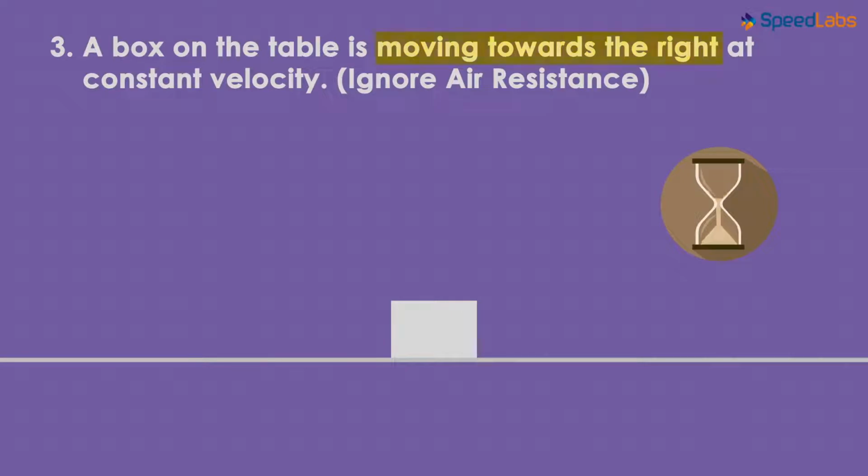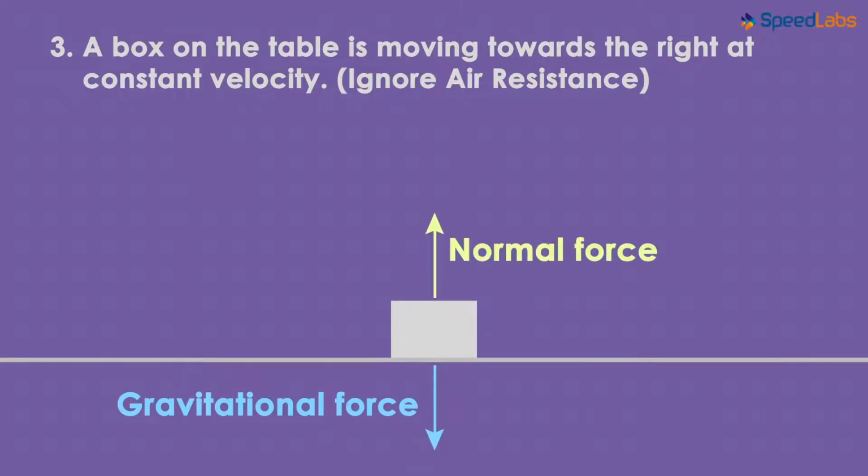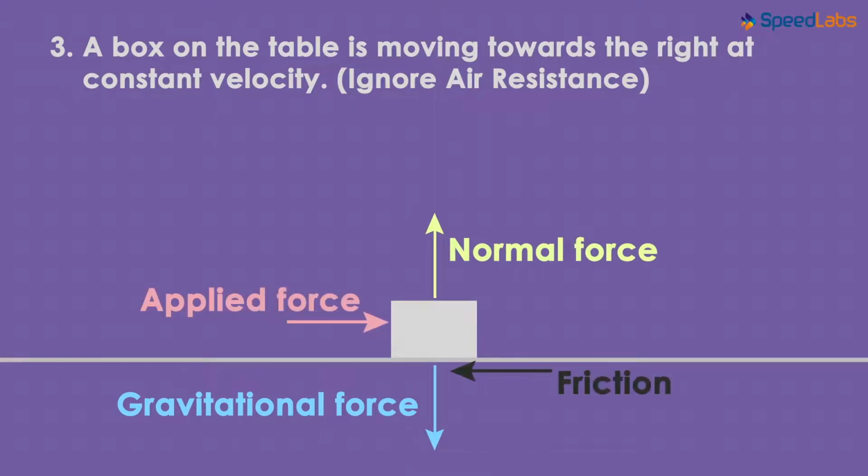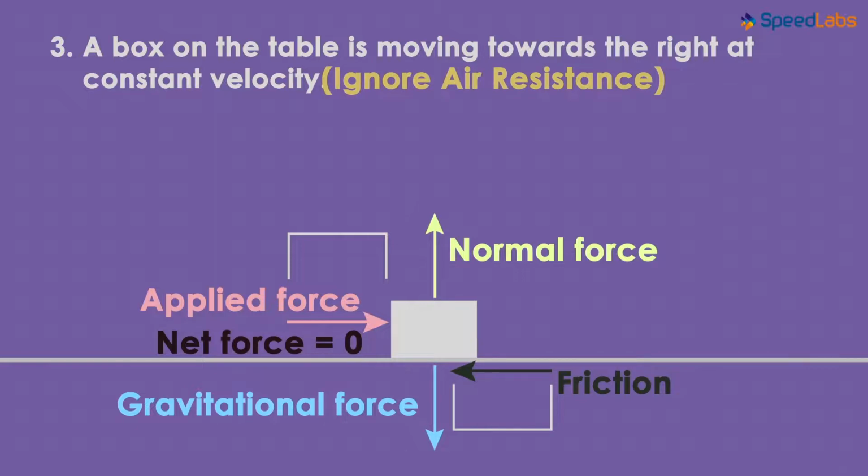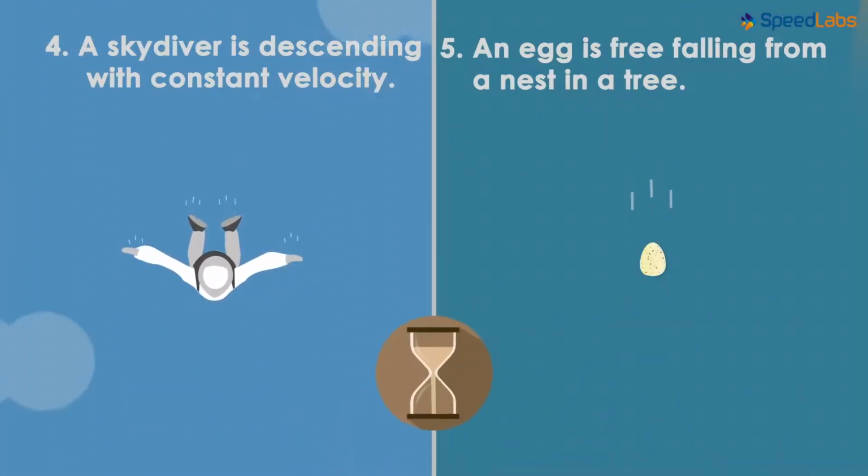It says that the box is moving at a constant velocity towards the right. In any case, there will be the gravitational and normal forces acting on the box, but this time, the applied force and the frictional force will be the same in magnitude. Hence, the size of these two arrows will be the same. As the net force is 0, the body will continue to move at that constant velocity. And don't forget, we've been asked to ignore air resistance here. Now, would you like to try drawing the free body diagrams for the fourth and the fifth situations?